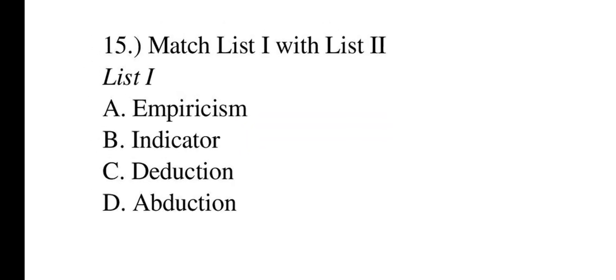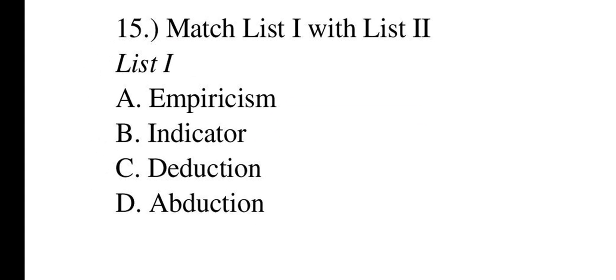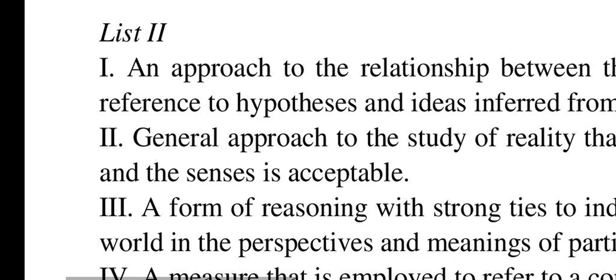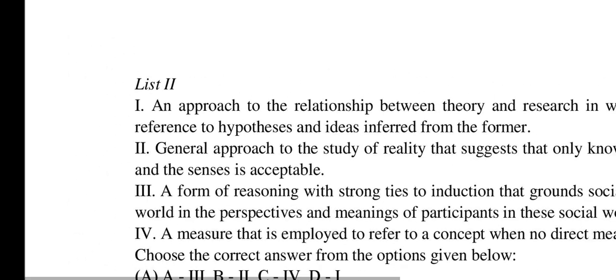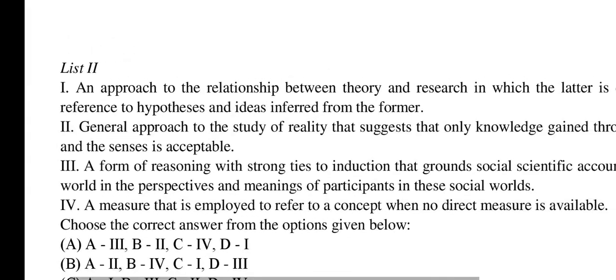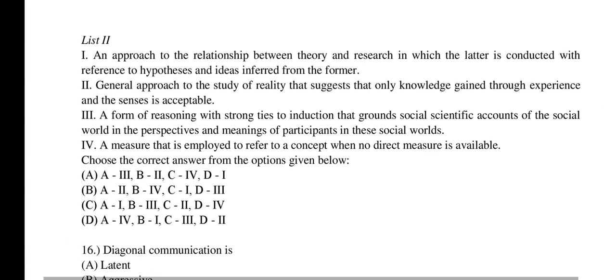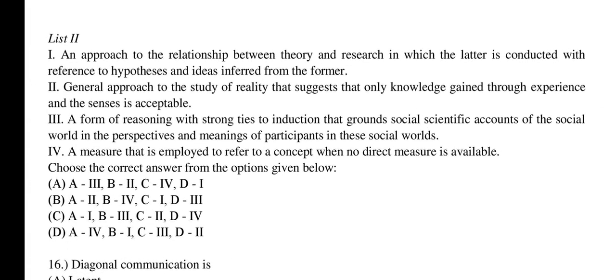Next is match list 1 with list 2. In list 1 we have A, empiricism, in B we have indicator, in C we have deduction, in D we have adduction. In list 2 we have 1, an approach to the relationship between theory and research in which the latter is conducted with reference to hypotheses and ideas inferred from the former. 2 says general approach to the study of reality that suggests that only knowledge gained through experience and the senses is acceptable.